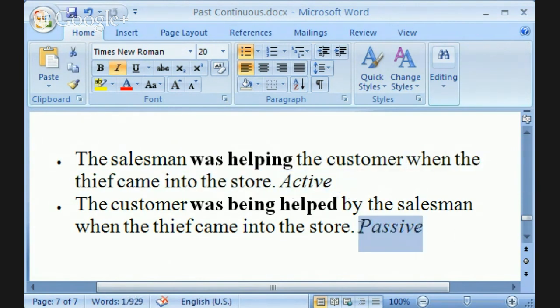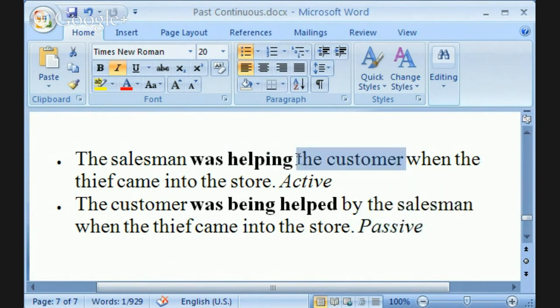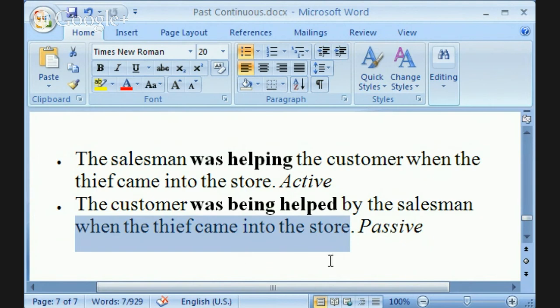In a passive sentence, if we wanted to make this active sentence into a passive, we would take the object noun, because in a passive sentence, the action happens to the subject. The customer was being helped. We want to add who did the action. We usually use a prepositional phrase with by, as in this example, by the salesman when the thief came into the store.